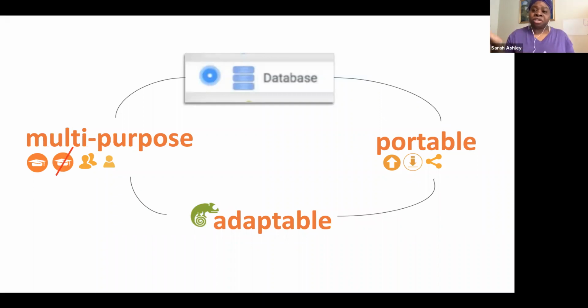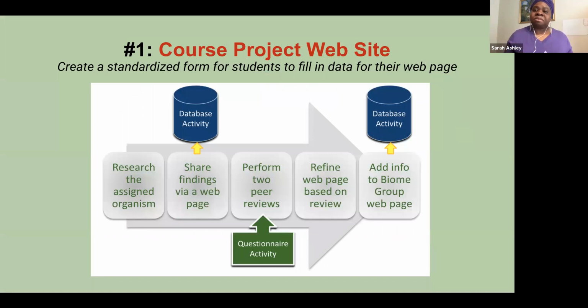You can change the colors. You can add images. You can add banners. You can adapt it to whatever it is that you need. And it still works beautifully. So what are some of the examples? So one of the first ones I want to share with you is this course project website.